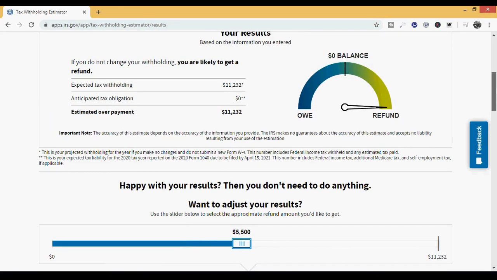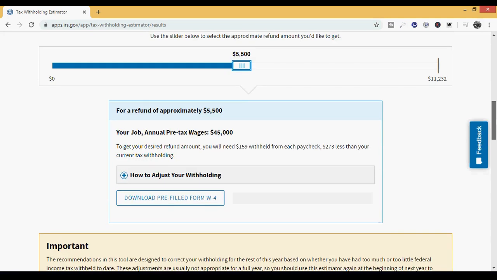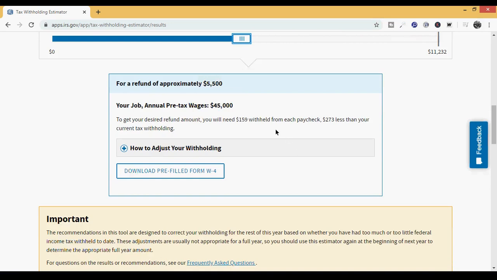Now, the money that you'll be able to bring back into your pocket is still coming from your expected tax withholding. That's where they're pulling it from. So when we slide that slider to the middle, it's basically saying you want a refund of $5,500. The surplus of that, the other $6,000, give or take, will be coming back to you in the form of a pay increase. So it says to get your desired refund amount, you will need $159 withheld from each paycheck, which is $273 less than your current tax withholding.